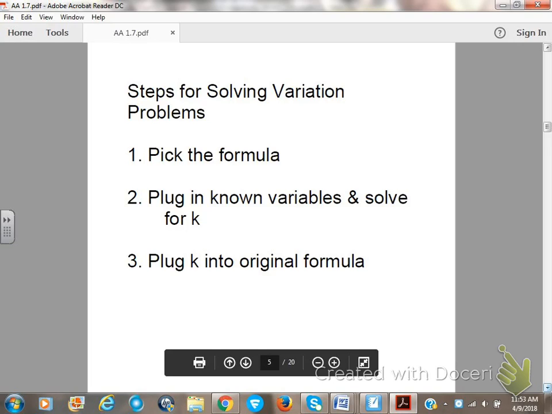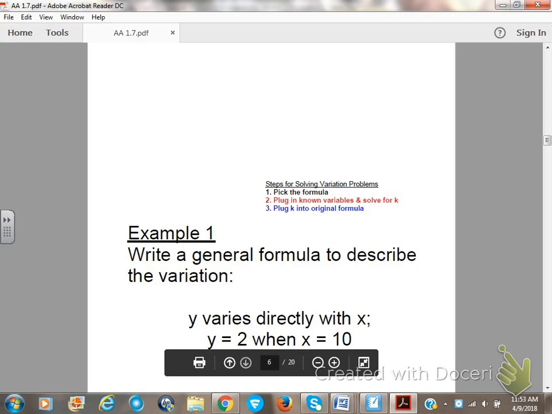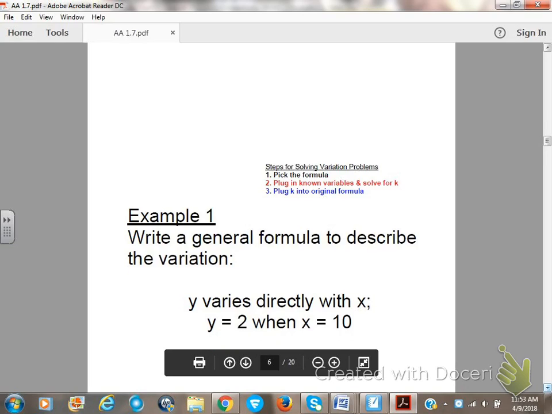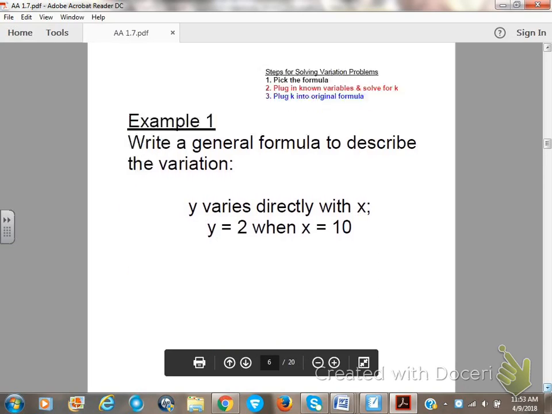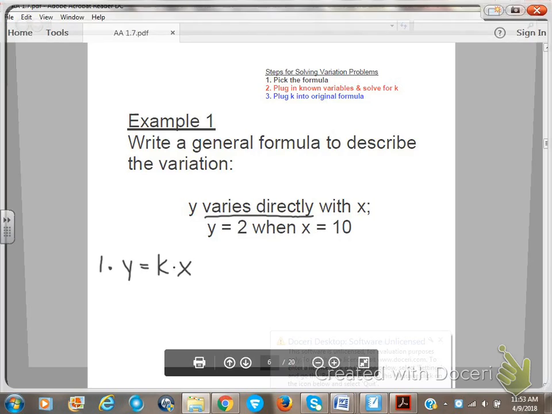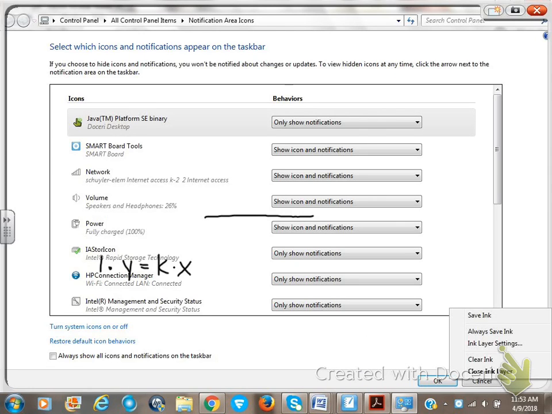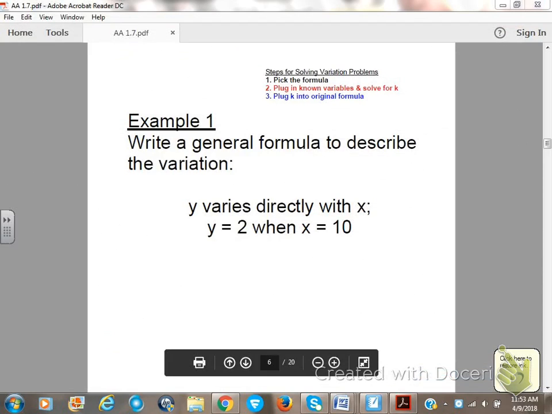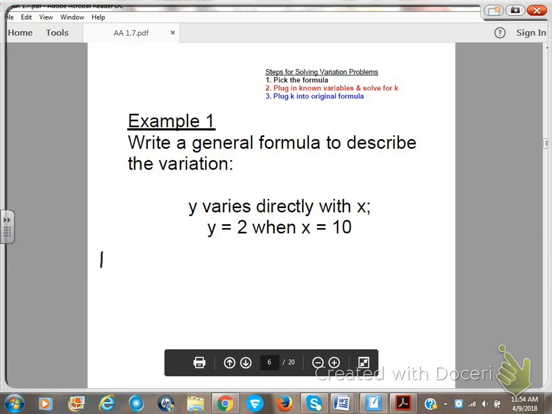Let's look at an example. Write a general formula to describe the variation. Y varies directly with x, y equals 2 when x equals 10. The first thing we need to do is pick our formula. Since it says varies directly, we know that we're looking at y equals k times x. Sorry, let me get rid of that, guys. So we have y equals k times x.